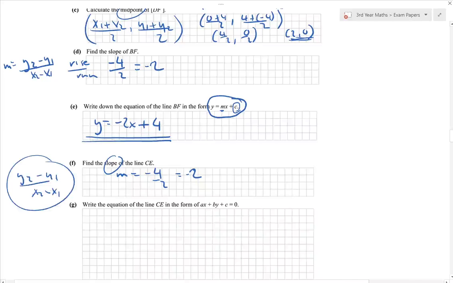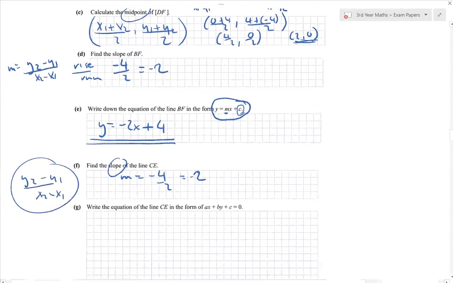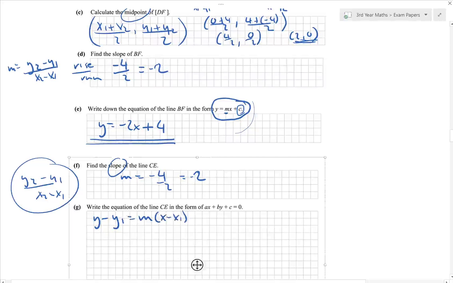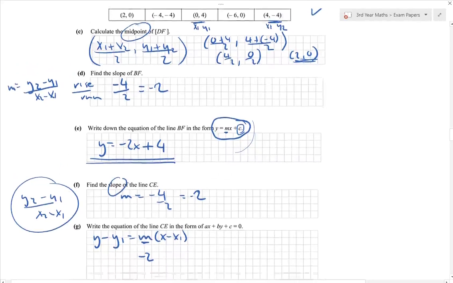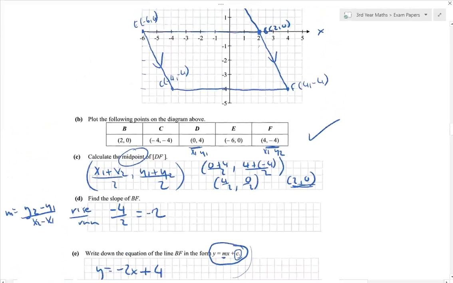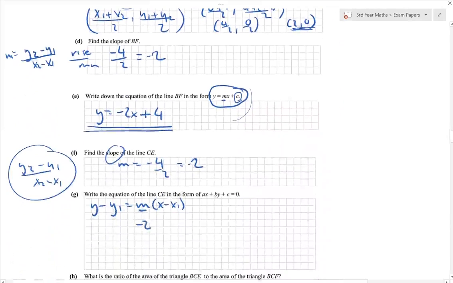The next thing it says is write the equation of the line CE in the form ax plus by plus c equals 0. So it wants you using the other formula. It wants to know that you can use both. The other formula for the equation of a line is y minus y1 equals m times x minus x1. To use this formula, you need the slope. We know the slope of CE is minus 2. And we need a point on the line. You can pick any point you want. I'm going to pick this one here, which is minus 6 and 0, and that's subbed in for x1, y1.